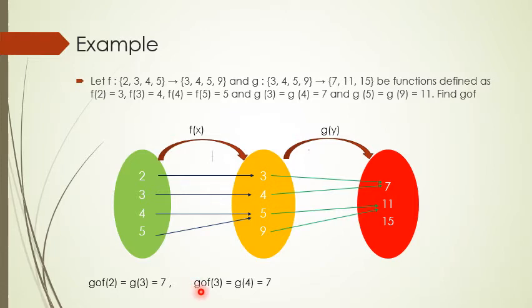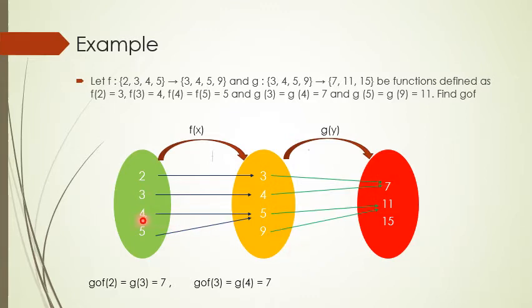Similarly, g of f of 3 equals g of f of 3. What is f of 3? 4. Hence, g of 4, which is equal to 7. Hence, the composition function g of f maps 3 to 7.